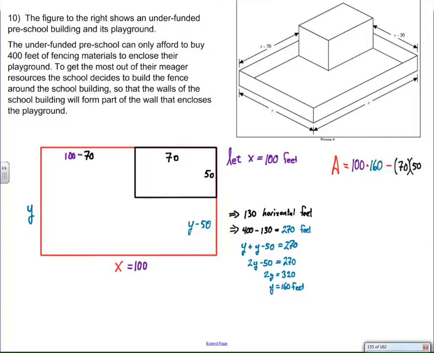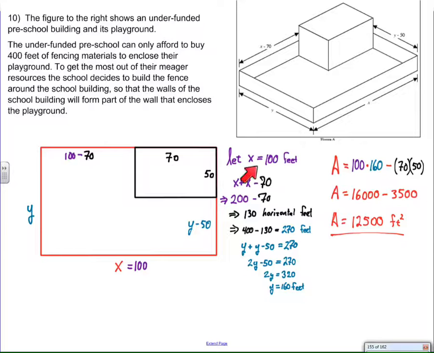So, just to understand the nature of the problem, I've decided to follow through and calculate the area. And then I wanted to understand the algebra that went behind it. So if I make x 100 feet, I know that the area of the playground would be 12,500 square feet. I don't know if that's good or bad, but I do have that information available.